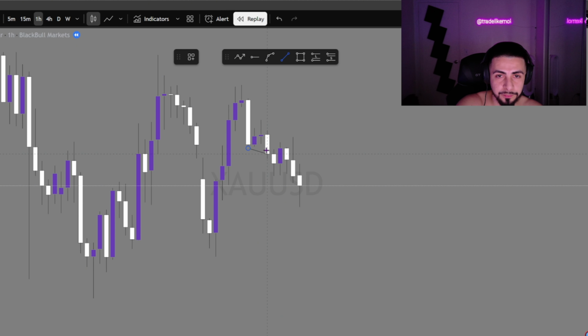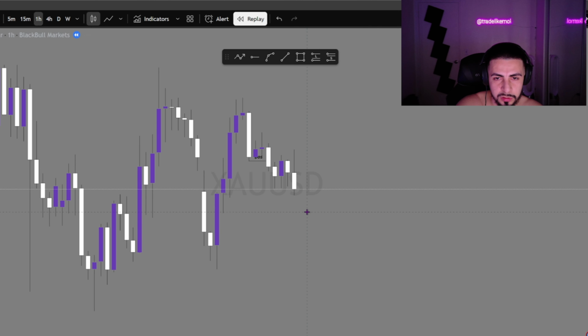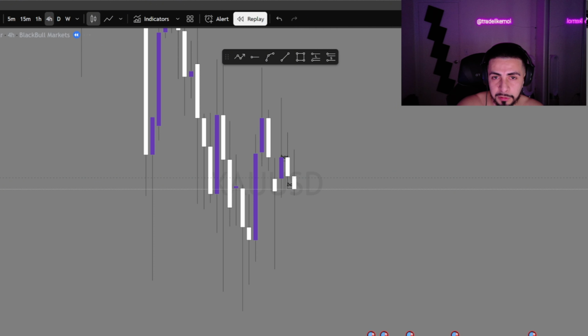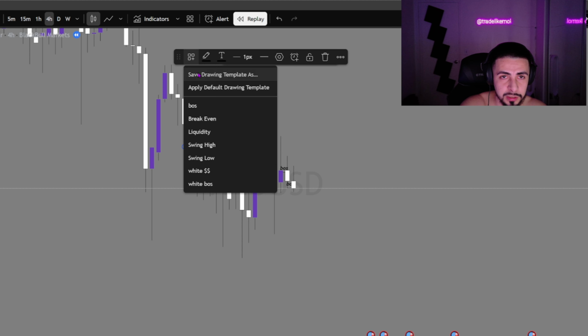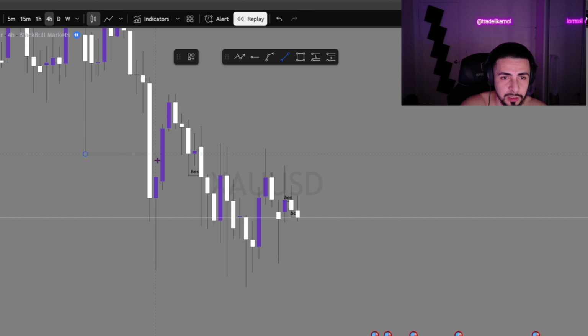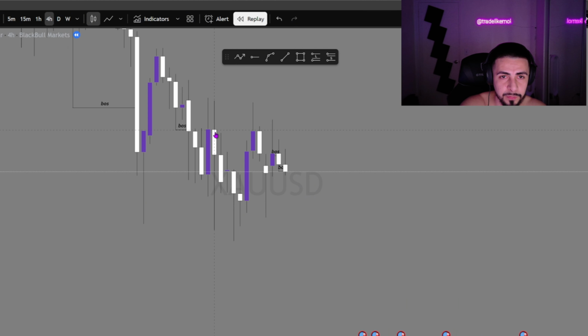We want to mark up our breaker structures at 5 a.m., and I believe this one broke below as well, and it did. So we are looking for sells again, because overall on the 4 hour we are still bearish. We only have one break to the upside right here. This is still our breaker structure on the 4 hour that we marked up for Sunday, so we are still bearish on the 4 hour time frame.